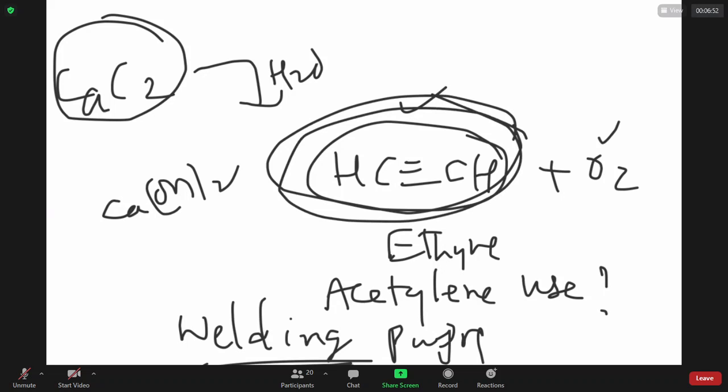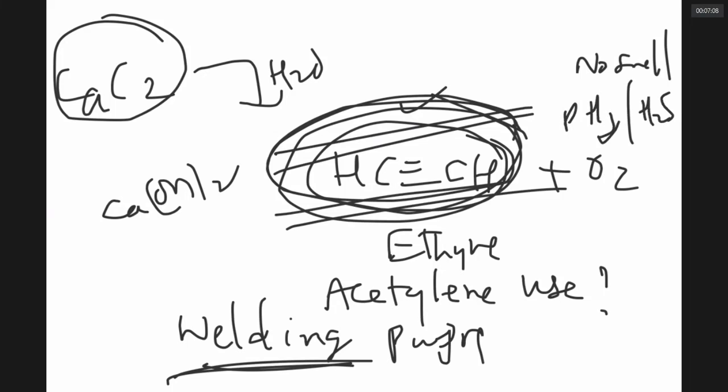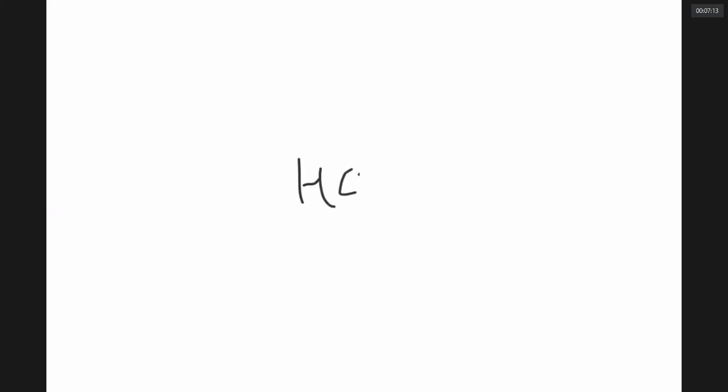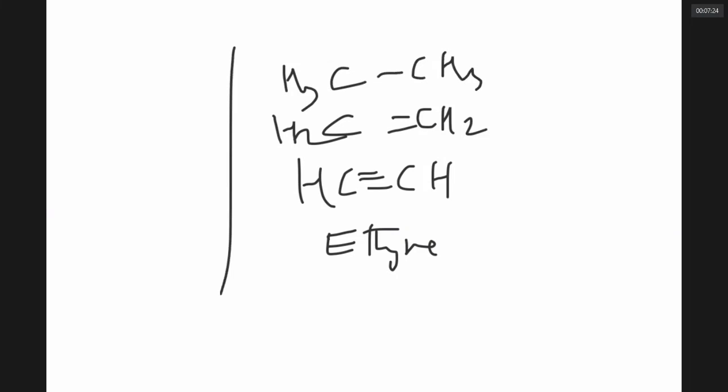So welding people are using this. This is acetylene, and pure acetylene has no smell. But if you go to a welding shop, you can get some irritating smell because it has impurities like PH3 and H2S. Anyway, this is acetylene. Otherwise called ethyne. This is ethene. This is ethane. All these three are called hydrocarbons.